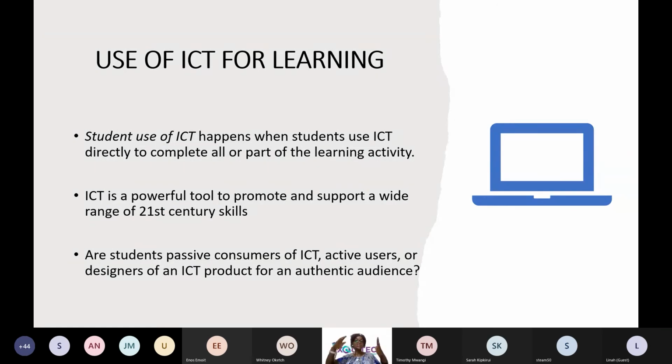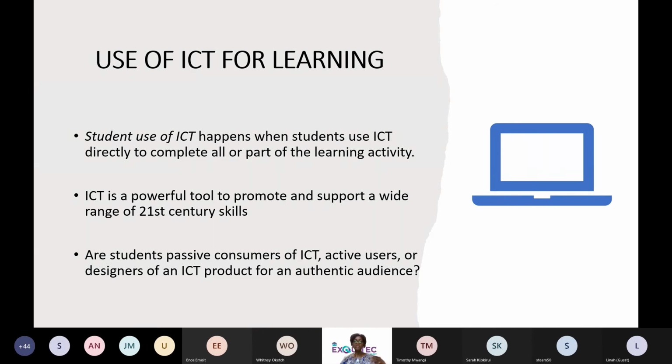Is it that ICT is involved in all of it, that is, from the beginning to the end the activity is based on ICT, or is it for part of that learning activity? That is where use of ICT comes in. We all know that ICT is a powerful tool to promote and support a wide range of 21st century skills.